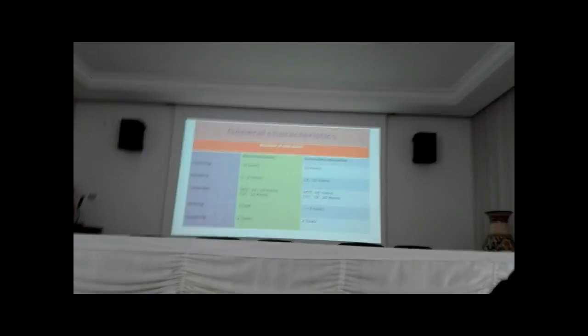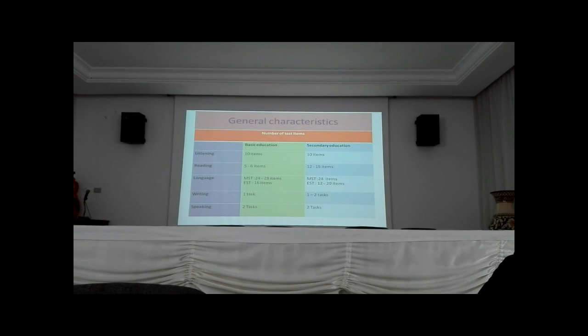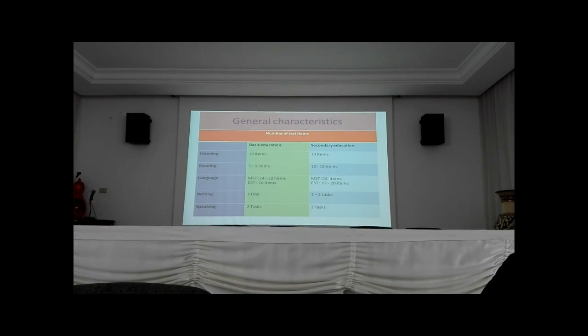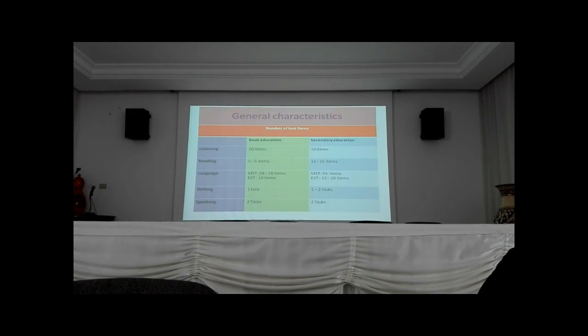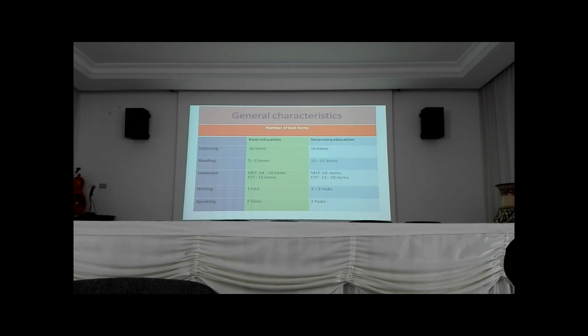For reading, we have for basic education 5 to 6 items, and for secondary education 12 to 15 items for the arts branch. For language, for the mid-semester test, basic education has between 24 and 28 items, depending on the level, and for the end of semester test, 16 items. Secondary education, mid-semester test, 24 items. End of semester test, between 12 and 20 items.